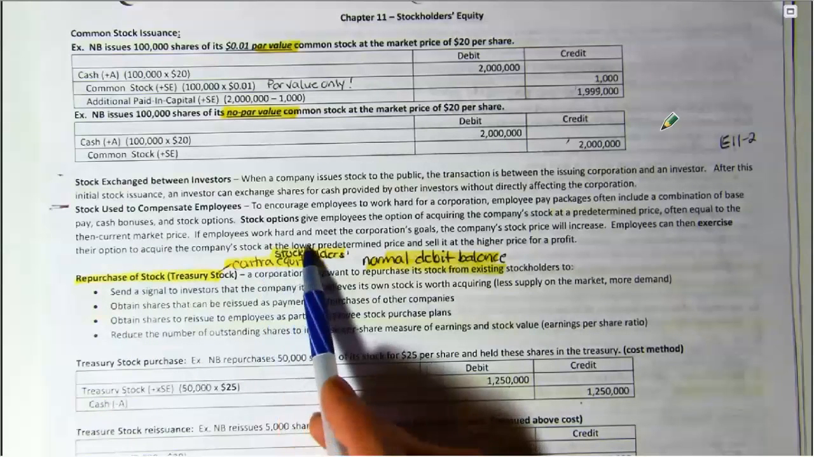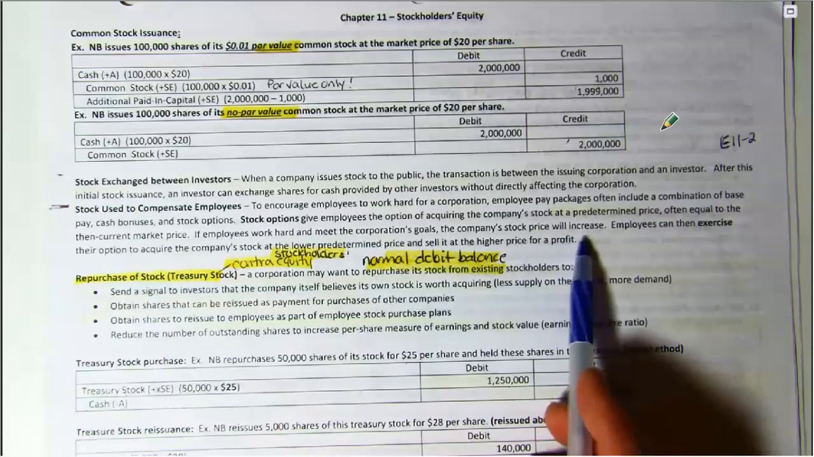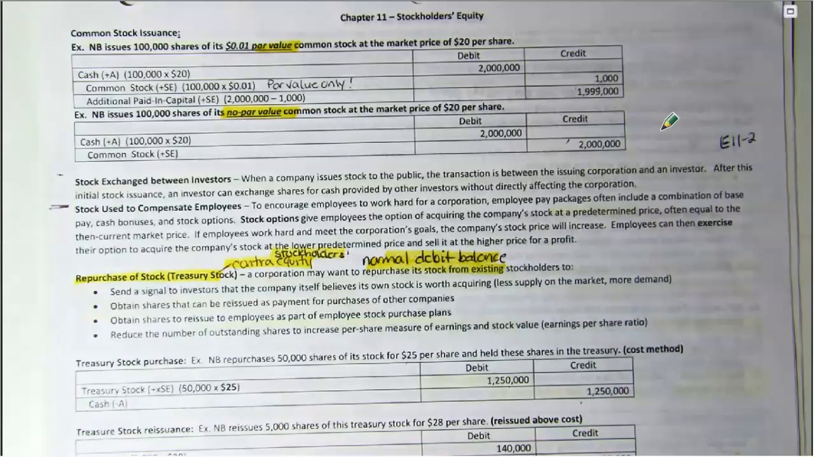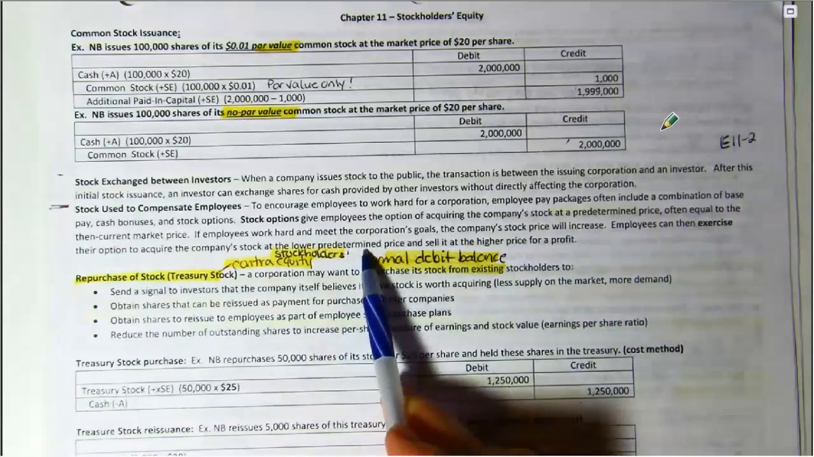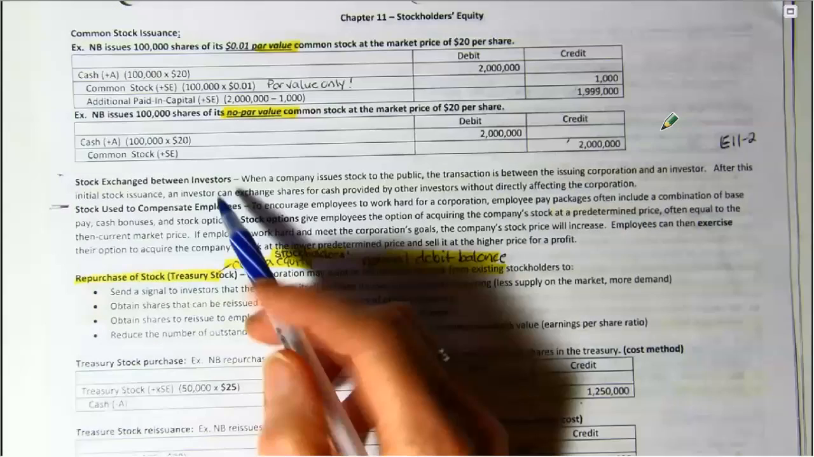If the employees work hard and meet the corporation's goals, the company's stock price will increase. And the employees can then exercise the option, which means buy it at that lower predetermined price, and then they can either hold it or they can sell it and make a profit on it. So the use of stock options is designed to encourage employees to follow corporate goals and objectives, to yield successful operations, and then an increase in stock value. Any questions on those issues?